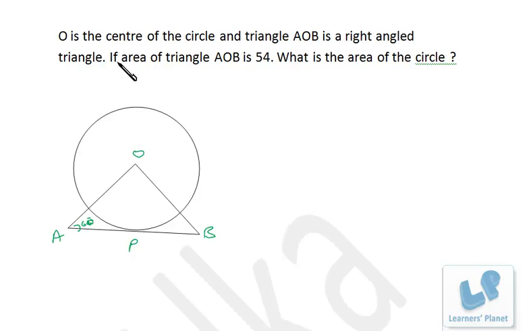Now let's see this problem. You try it on your own. We have done a good number of problems based on this concept. O is the center of the circle and triangle AOB is right angled. If the area of triangle AOB is 54 units, what is the area of the circle? So precisely we need to find the radius of this circle. Now the radius of this circle is actually this OP, right? I join O and P.